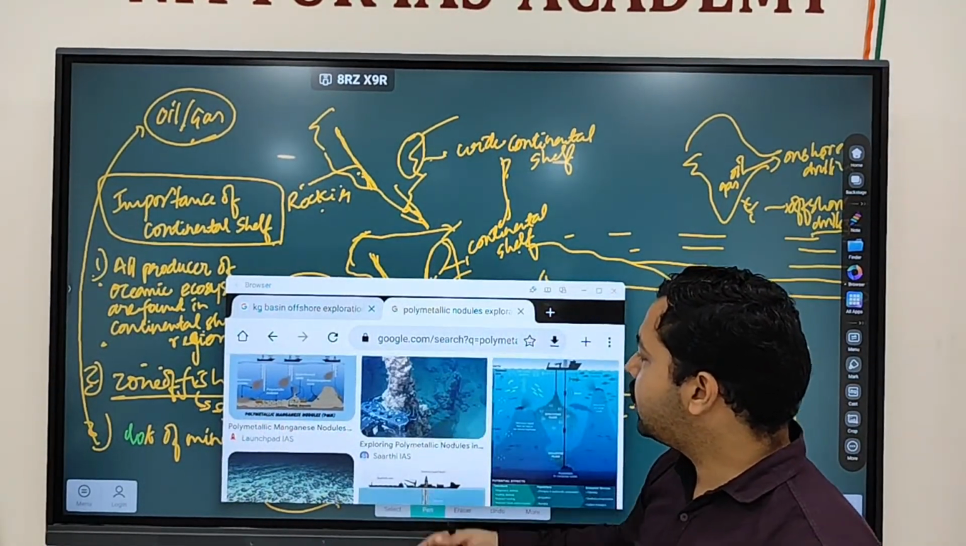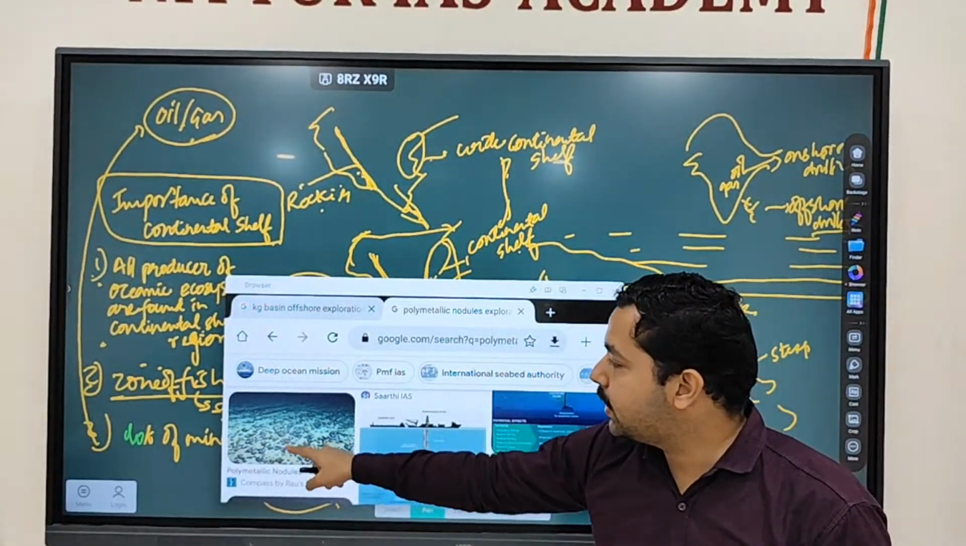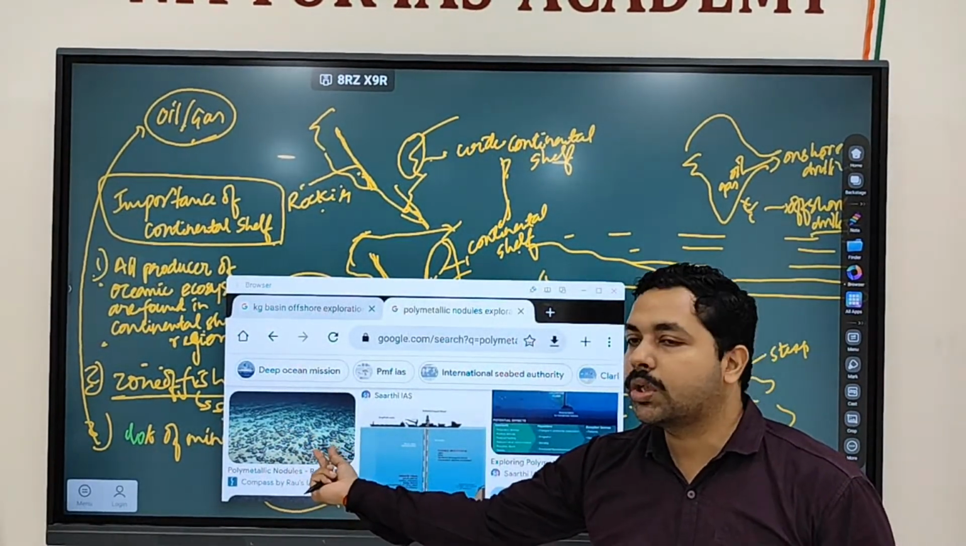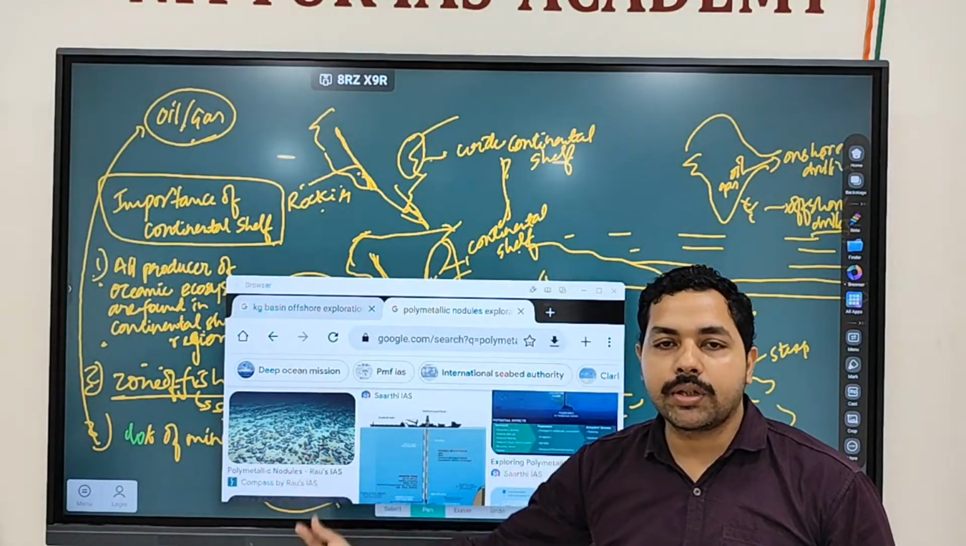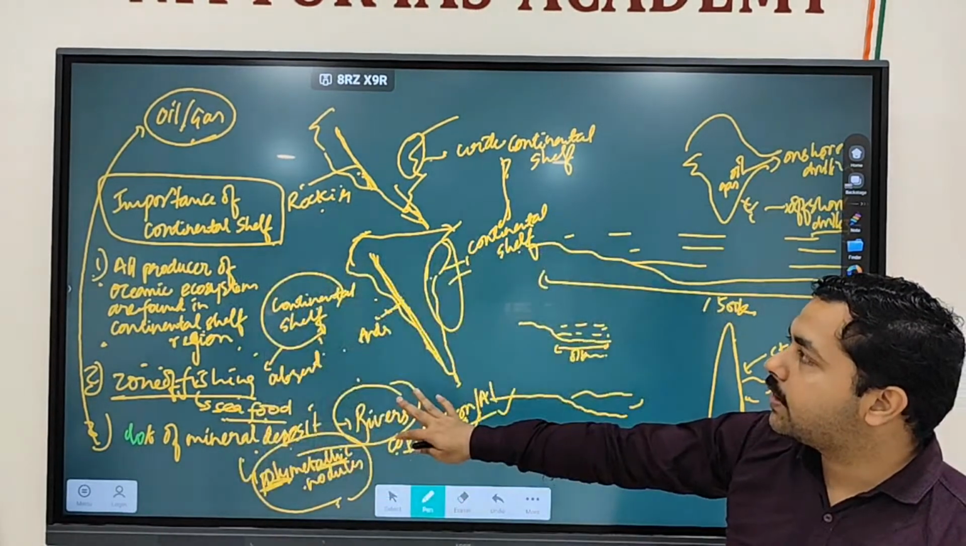So this is how things are going down and they are trying to extract these nodules. All these small things that you are finding are called polymetallic nodules. Clear? So that's why the continental shelf region is what?